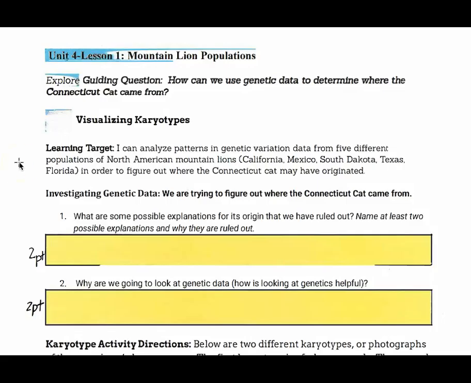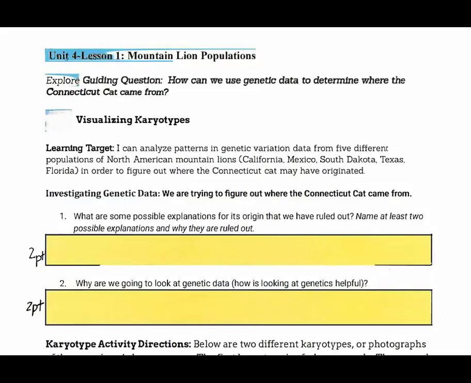Okay, so this is lesson 1 in Unit 4, Mountain Lion Populations. Our guiding question throughout this unit is, how can we use genetic data to determine where the Connecticut cat came from? So we're going to talk about karyotypes. If you recall from your Unit 4 vocabulary, karyotype was on there. This is a complete, organized set of chromosomes of an individual's cells.